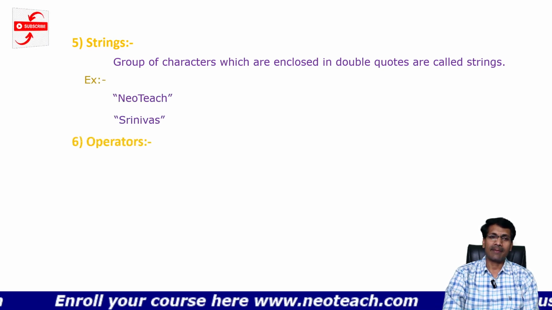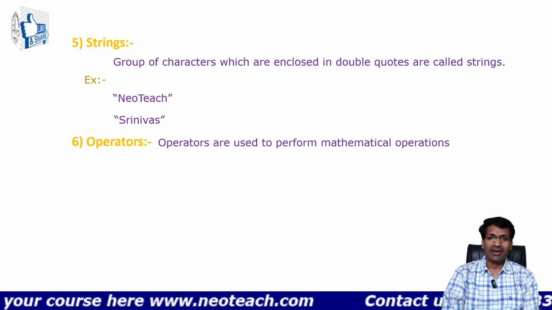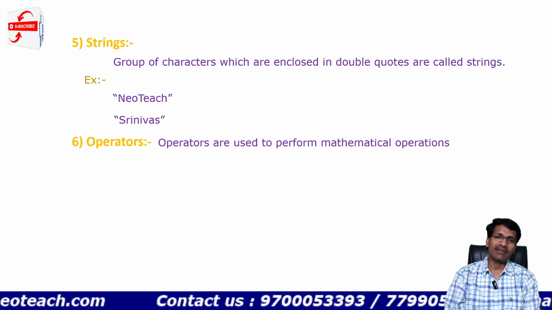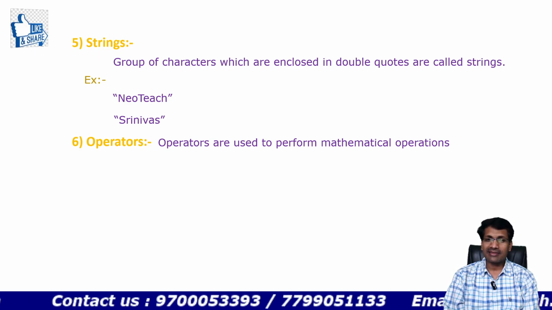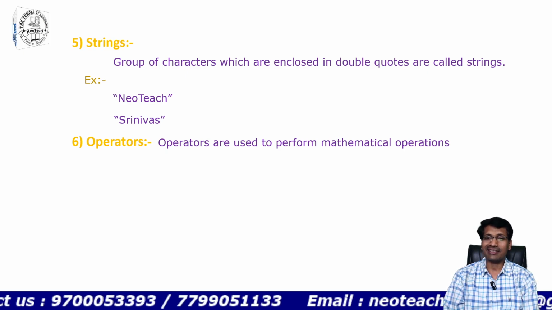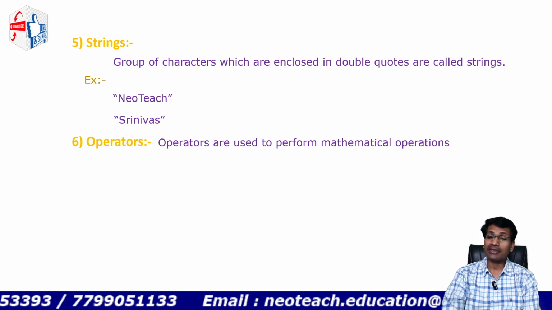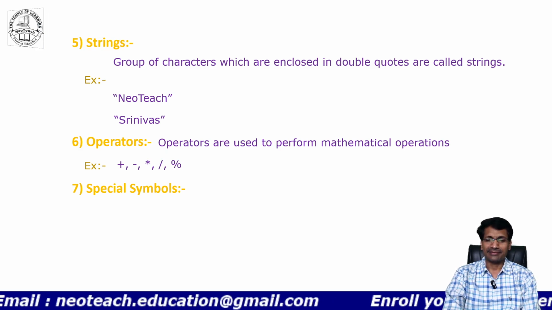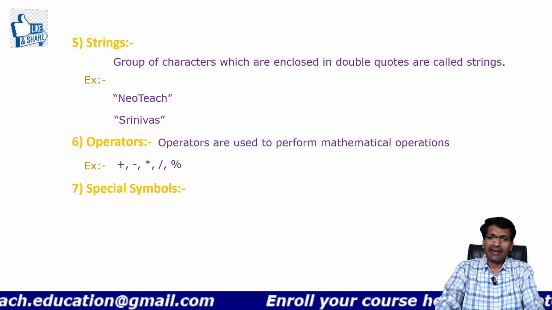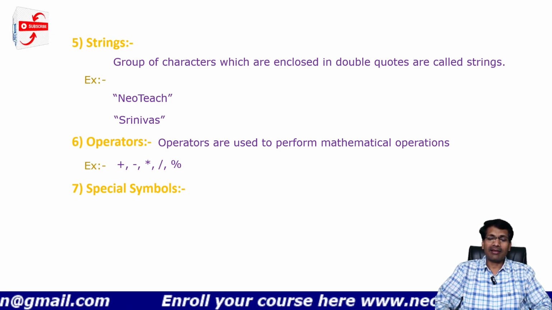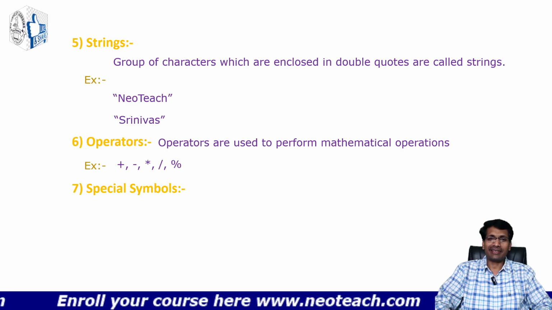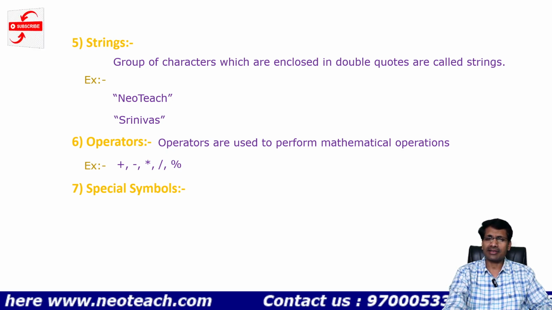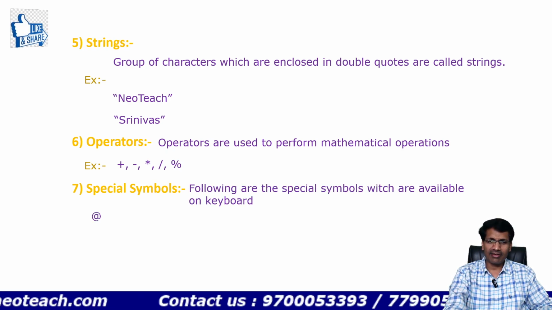Next is operators. Operators are especially used to perform mathematical operations. For operators also we have a separate chapter. There we can discuss the categories and types of operators, as well as working with operators in programs. Next, special symbols. The last one is special symbols. Every special symbol available on the keyboard is considered here, and every symbol is valid and eligible to be written in our program. I listed all these special symbols.